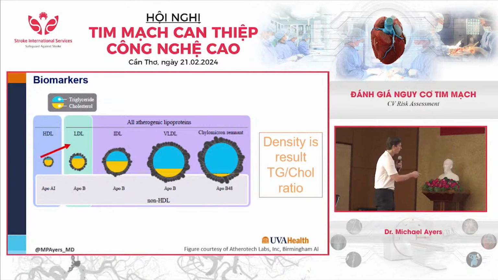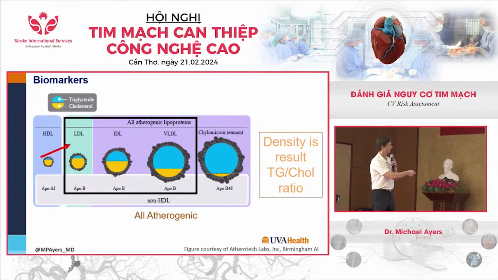However, all of these particles cause atherosclerosis. So when you measure an LDL, you're getting some of the risk assessment, but you're often missing this. The next speaker is talking about diabetes, and about 1 in 3 diabetics have LDLs that underrepresent their risk because they have so much IDL and VLDL.